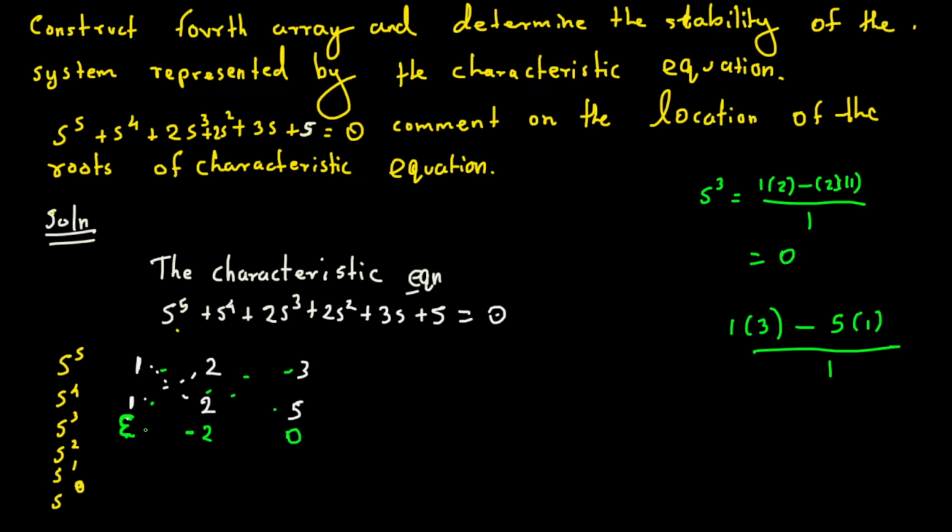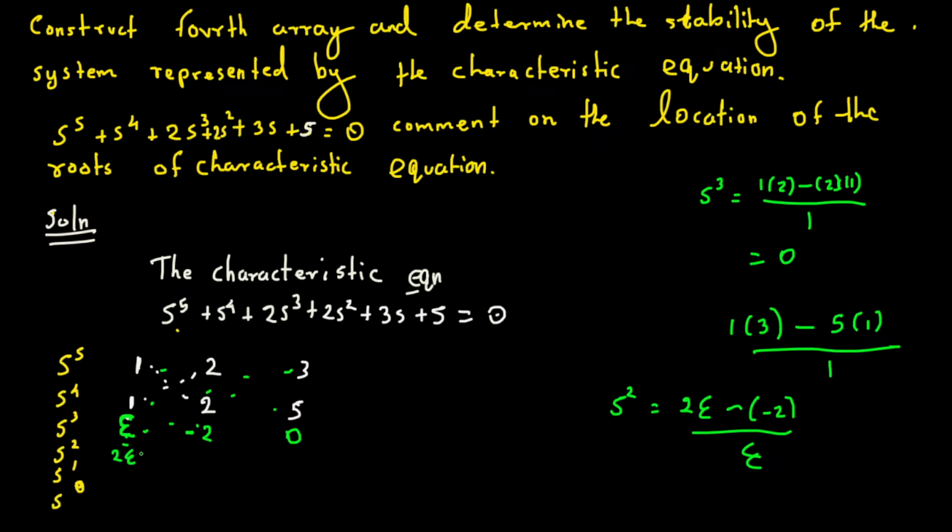Again, for the first term we multiply this one with this and minus this one with this, divided by whatever term is here. So for S square, first we multiply 2 times epsilon and then minus 2 times 1, that's minus 2 right here, divided by epsilon, which will give us 2 epsilon plus 2 divided by epsilon.